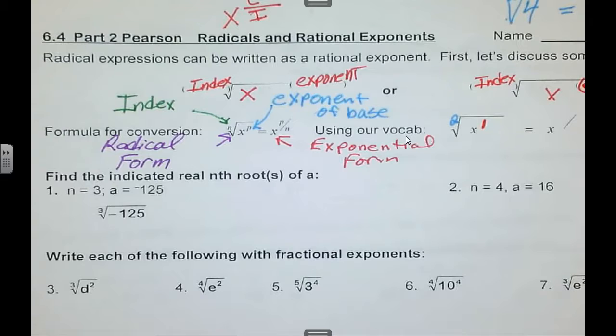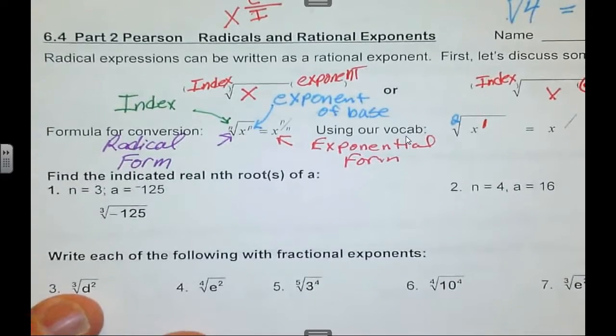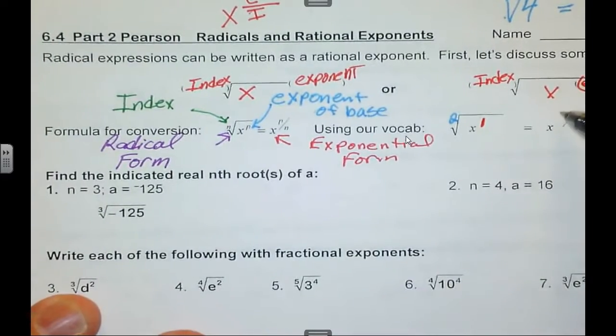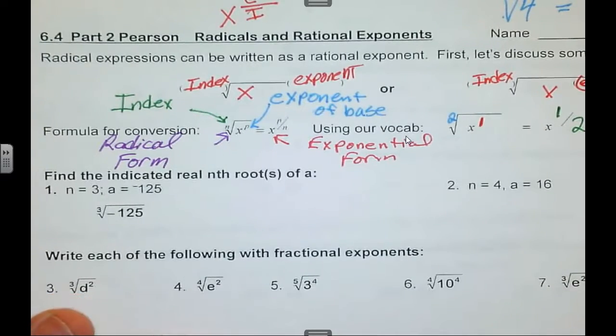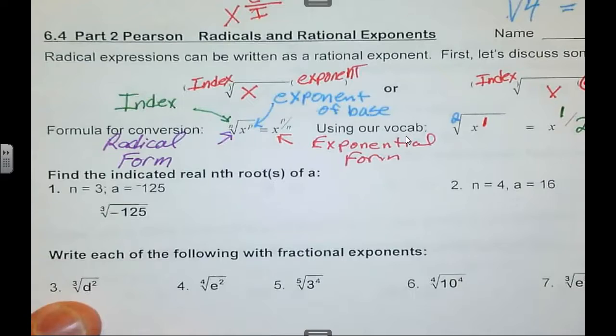Hang on, what's that, Alana? X to the 2 over 1. Good. Exponent over index. Okay. This is our exponential form.